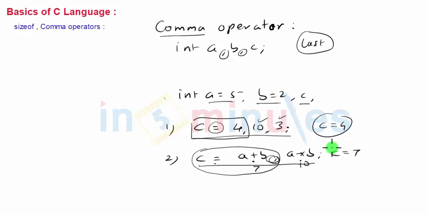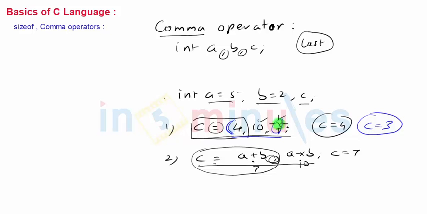Now let's see a small change in the operation. Suppose we had put a bracket over here. Then since bracket has first precedence, the bracket will be evaluated. Now what is the answer of the bracket over here? In this case the first value in the bracket is 4, next is 10 and last is 3. The last value inside the bracket is the value of the bracket, and that will be assigned to c, and in that case c will get the value 3.